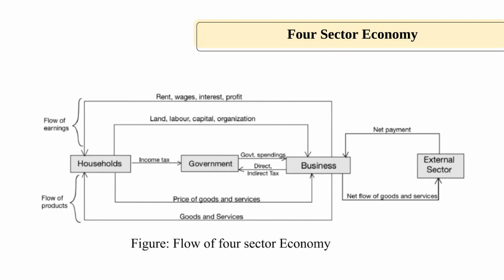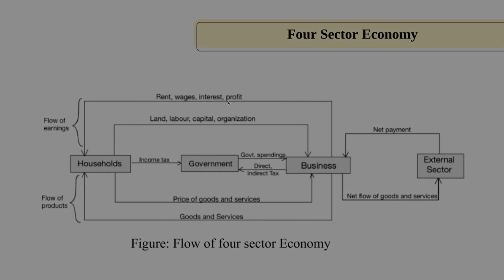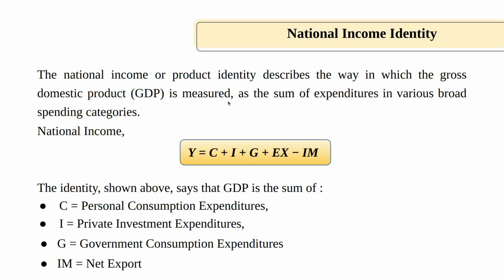Next up, the national income identity. The national income identity, this formula is a cornerstone of macroeconomics and helps us measure the gross domestic product or GDP. So you can see the formula. The national income or product identity describes the way in which the gross domestic product is measured, right?